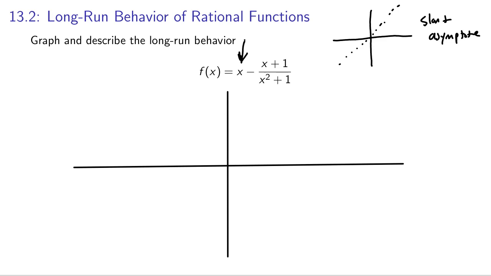Okay. We also know from looking at the algebraic form here that the denominator is never 0. So our domain is going to be all real numbers for this one. And our y-intercept is going to be 0 minus the fraction 0 plus 1 over 0 squared plus 1. That would be 1 over 1, which is 1, so 0 minus 1 is negative 1. So at x equals 0, the y value would be negative 1.